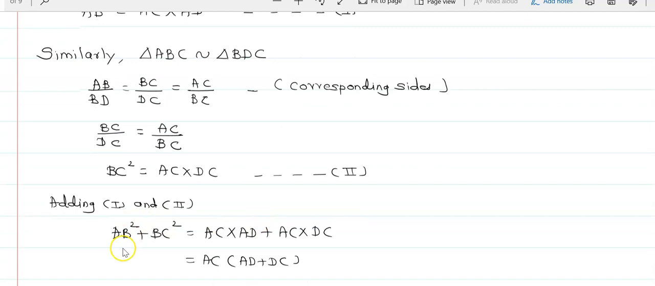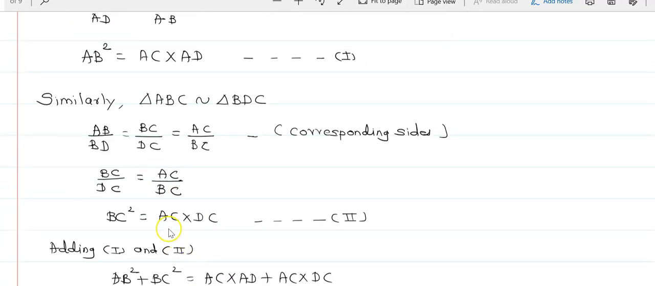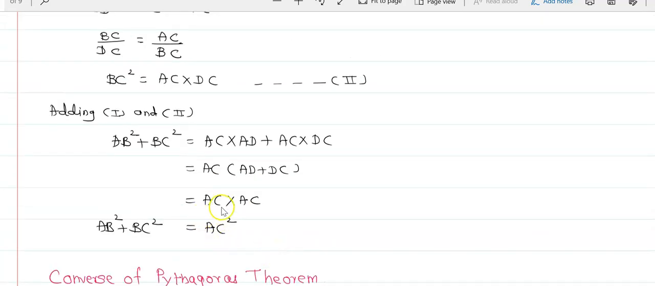Add these two equations. AB square plus BC square is equal to what you are getting, AC into AD plus AC into DC. Take AC as common. AD plus DC, which is AC, AC into AC, AC square, and hence the Pythagoras theorem is proved. When the measure of angle B is 90 in triangle ABC, then AB square plus BC square is equal to AC square.